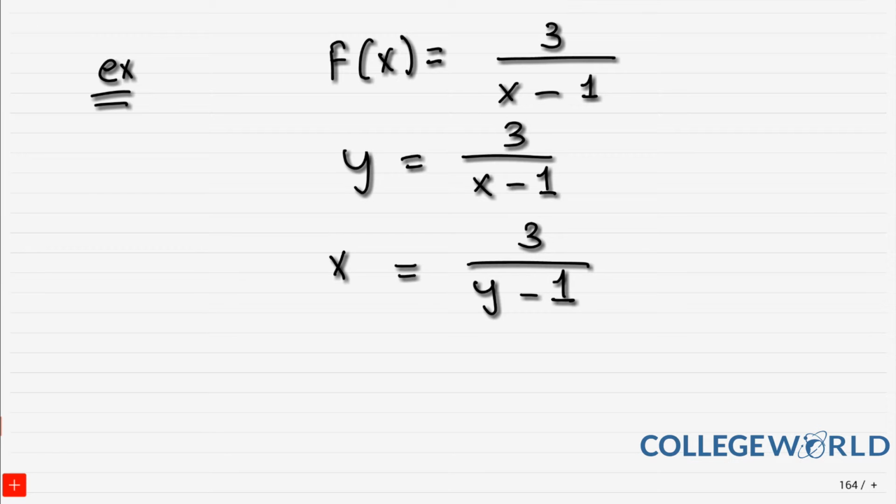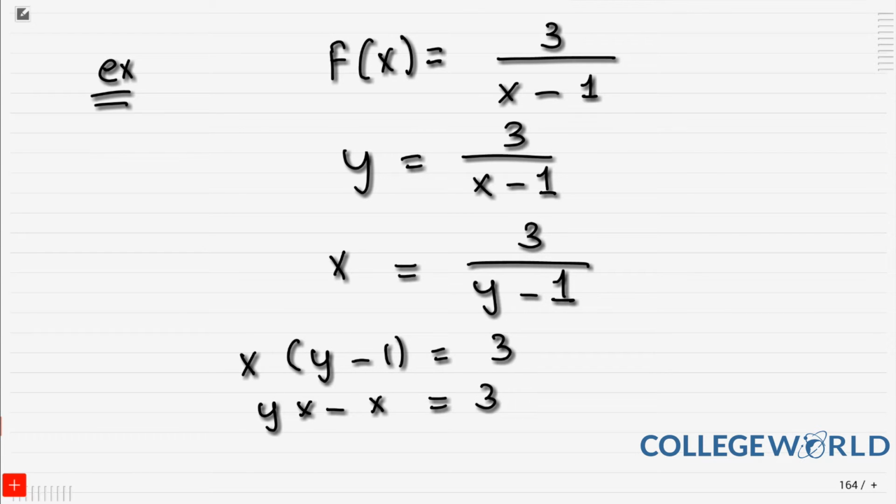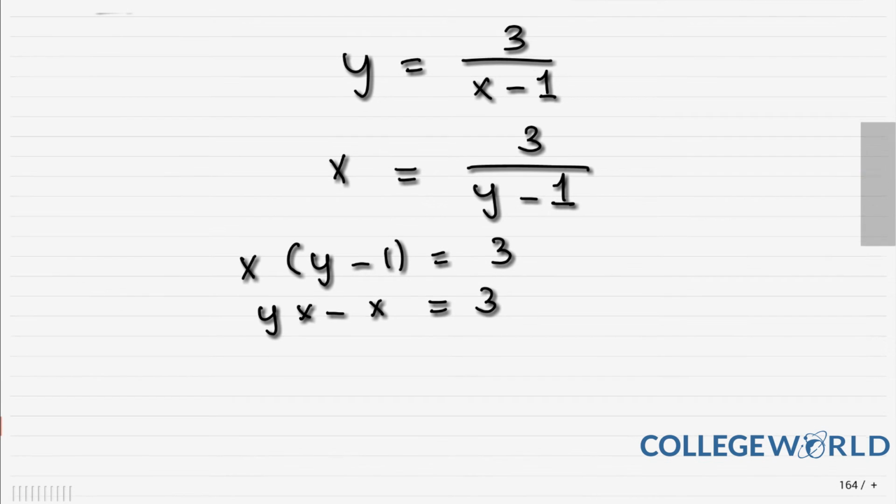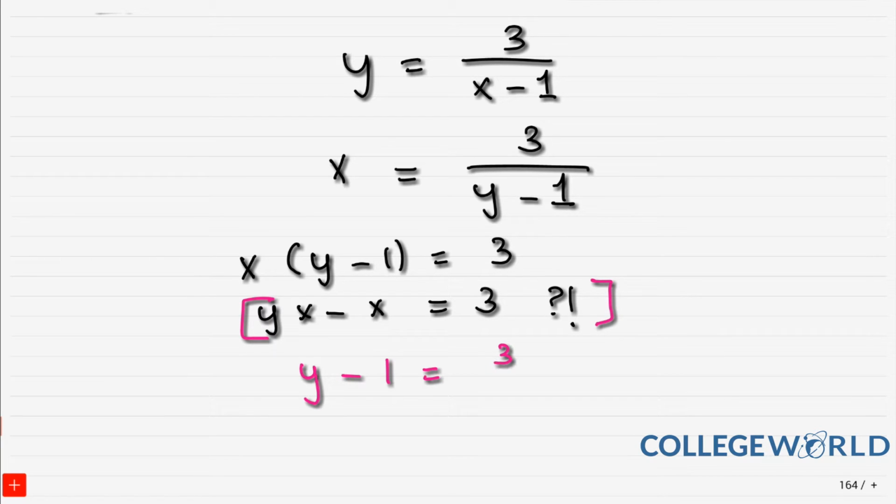Here you're going to have x into y minus 1 equal to 3. And that would give you yx minus x equal to 3. Now, this seems like, oh my god, what am I gonna do here? How do I separate the y? This is why you do not do this step, and instead you're going to continue to say y minus 1 equals 3 over x. And then you're gonna have y equals 3 over x plus 1. Or in other words, 3 plus x over x.